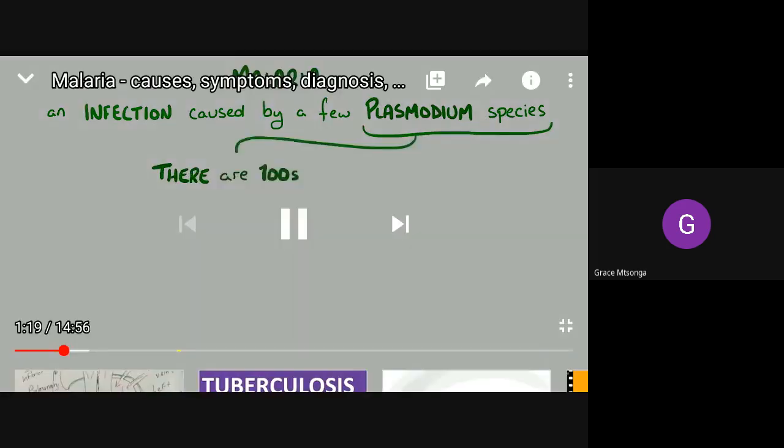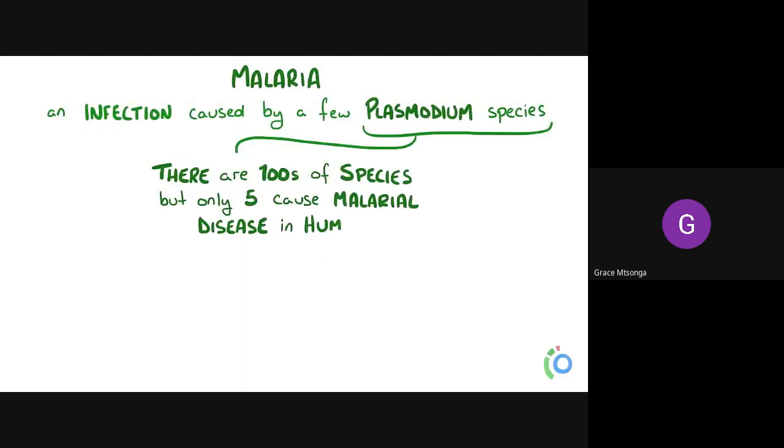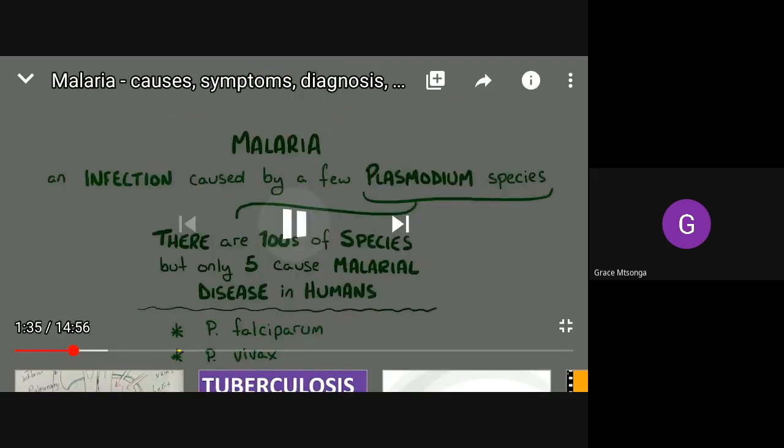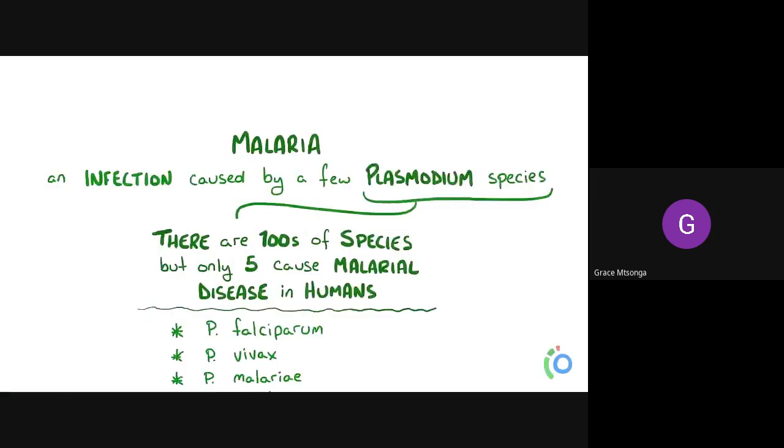There are hundreds of types of Plasmodium. But also remember we said in Kenya, death rates because of malaria are higher. Species, but only 5 cause malarial disease in humans, and those are Plasmodium falciparum, Plasmodium vivax, Plasmodium malariae, Plasmodium ovale, and Plasmodium knowlesi. Okay, so those are the Plasmodiums that cause malaria.